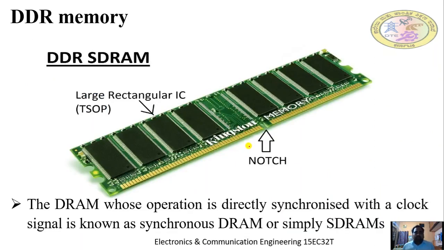First, let us understand what is SDRAM. As we know, DRAM is a dynamic random access memory which needs a periodic refreshing operation to hold the content in it. The DRAM whose operation is directly synchronized with the clock signal or CPU clock signal is known as synchronous DRAM, or simply SDRAM. The figure which I have shown in the slide here is the DDR version of SDRAM.